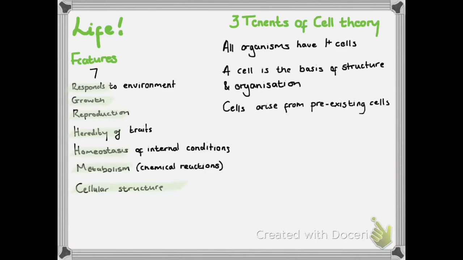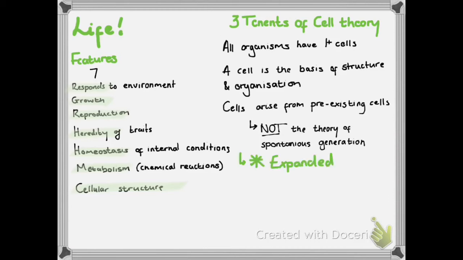First is the idea that all organisms are made up of one or more than one cells. Then there's the idea that a cell is the basis of the structure and organisation of organisms. And then finally, the idea that cells can only arise from pre-existing cells. That's an important one because before there was something called the theory of spontaneous generation. This is the idea that cells just appeared, like maggots would just appear on a rotting carcass and not the fact that they'd been laid by flies. So that's completely wrong, that they just poof there.